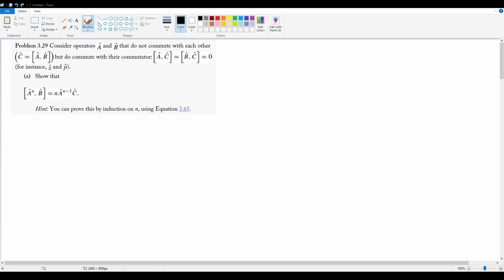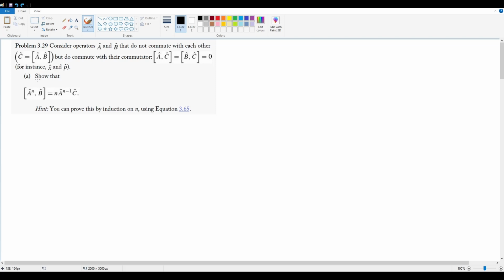Okay, problem 3.29. Consider two operators a hat and b hat that do not commute with each other, so their commutator becomes a separate expression c hat, but do, however, commute with that commutator. So a hat with c hat commutator and b hat with c hat commutator both equal 0. For instance, x hat and p hat.